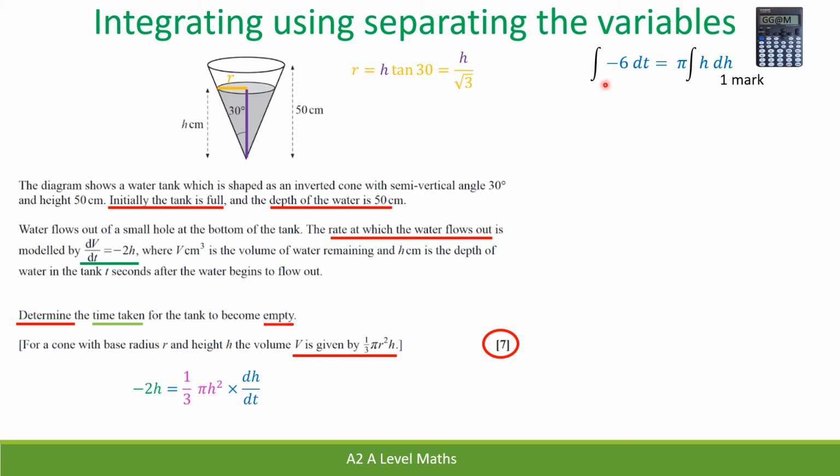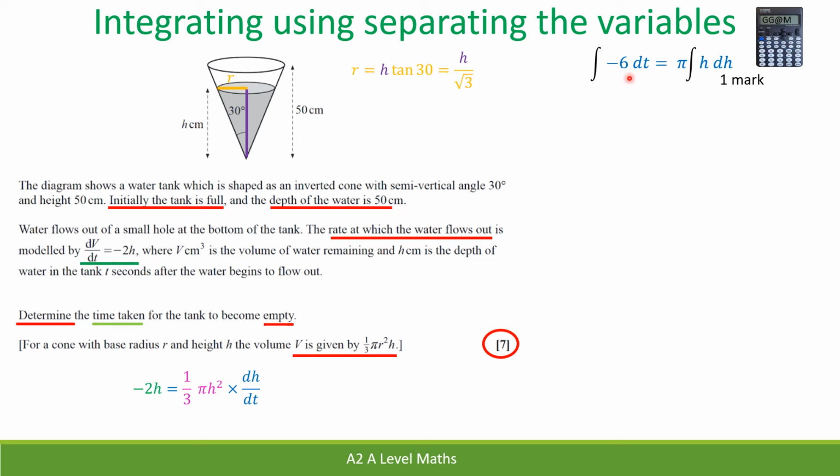Now the integral sign comes at the beginning, but if you have got a constant, you could take the constant out the front of the integral sign, and this will give you 1 mark for getting to this stage here. We could have taken negative 6 out the front of here and then put 1 dt in here if you prefer. It doesn't matter which way round you write this. We now need to integrate.